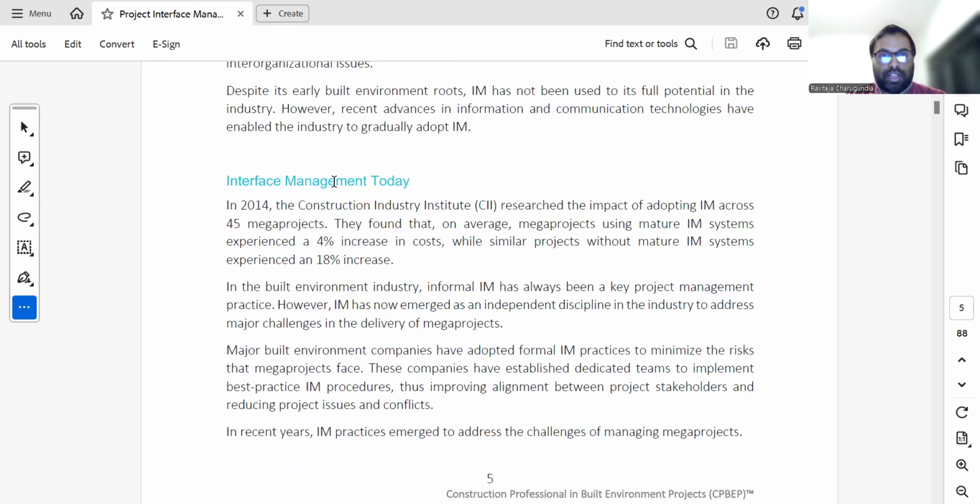The benefits of interface management. It was developed by CII, the Construction Industry Institute. They adopted interface management across 45 mega projects. By not implementing interface management systems, they used to experience about 18% cost increase, and by implementing it, they found the cost increase was only about 4%. This is the reason why, by implementing interface management, we can improve the project quality, reduce the cost, and also complete the project ahead of schedule.